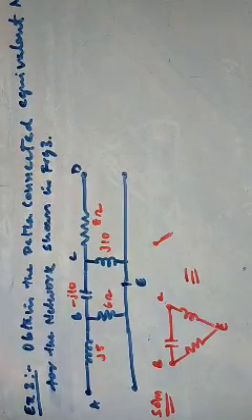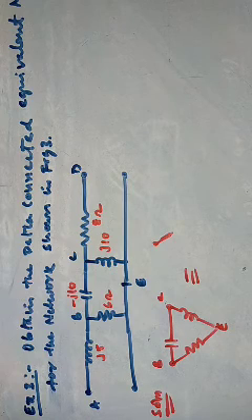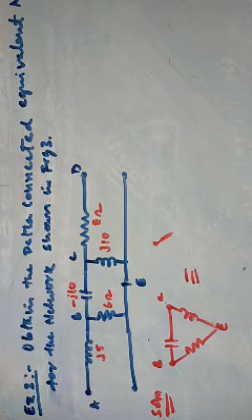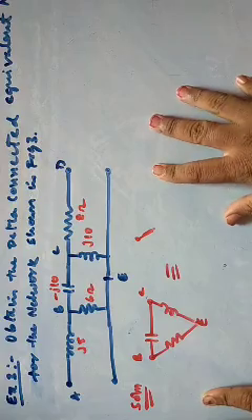This problem is based on star to delta network connections and vice versa. Problem number 3: the circuit diagram is given here. In this diagram, we have to obtain the delta equivalent network for the network shown. The end network should be the delta.